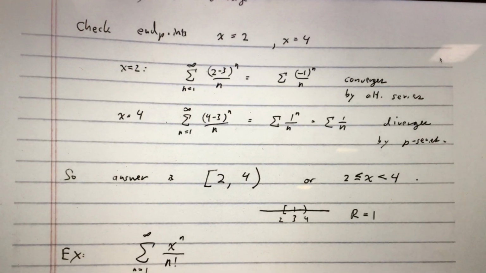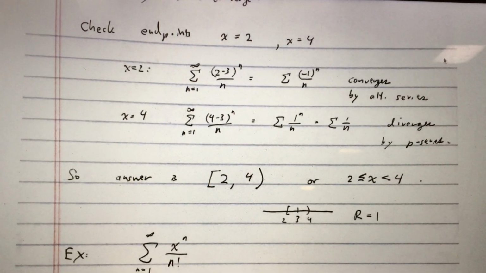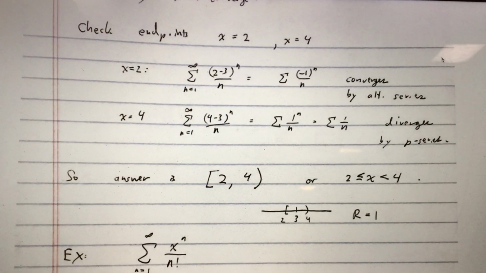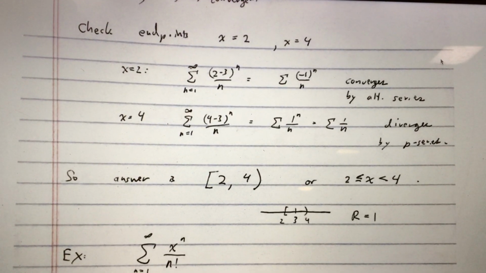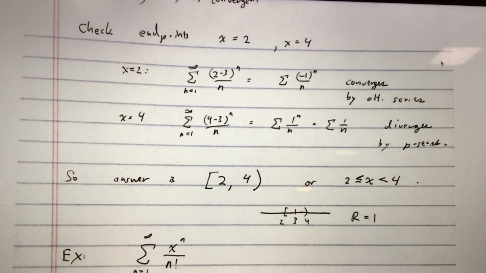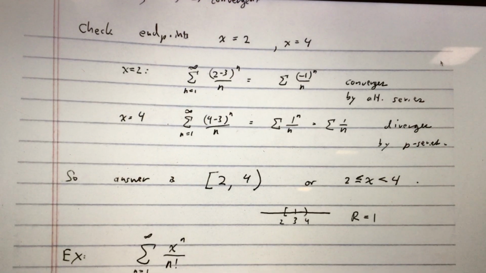And that's what our answer is going to look like in this problem. It's going to be the interval from 2 to 4, closed on the side of 2 and open on the side of 4, that is. And it's going to have a radius of convergence r equals 1. That's the distance on both sides of 3. It's like the radius of a circle, but this is just the radius of an interval from the middle to the endpoints.